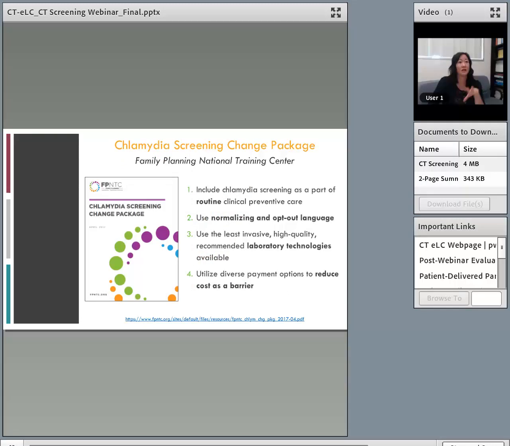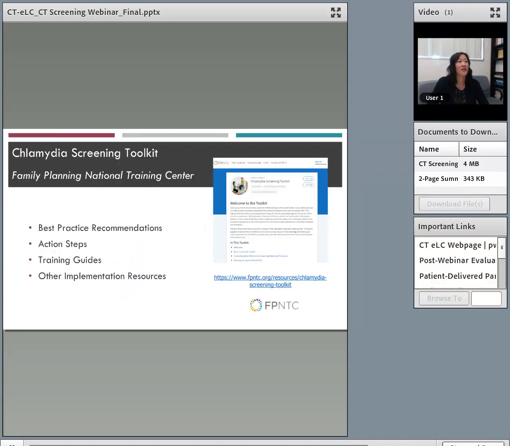And this is a Family Planning National Training Center chlamydia screening change package, which talks about how to include chlamydia screening as routine clinical preventive care, and examples of language, as well as what test types to use, et cetera, and talks also about payment options. And then another piece of the toolkit, which we're showing here, is the Family Planning National Training Center kit. The website is here as well. Lots of really great resources there.